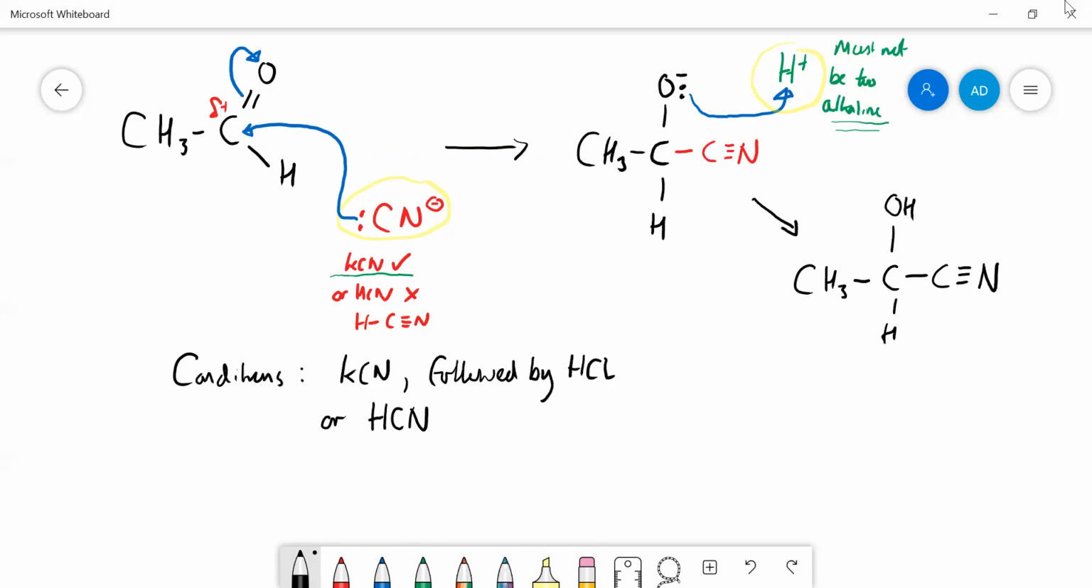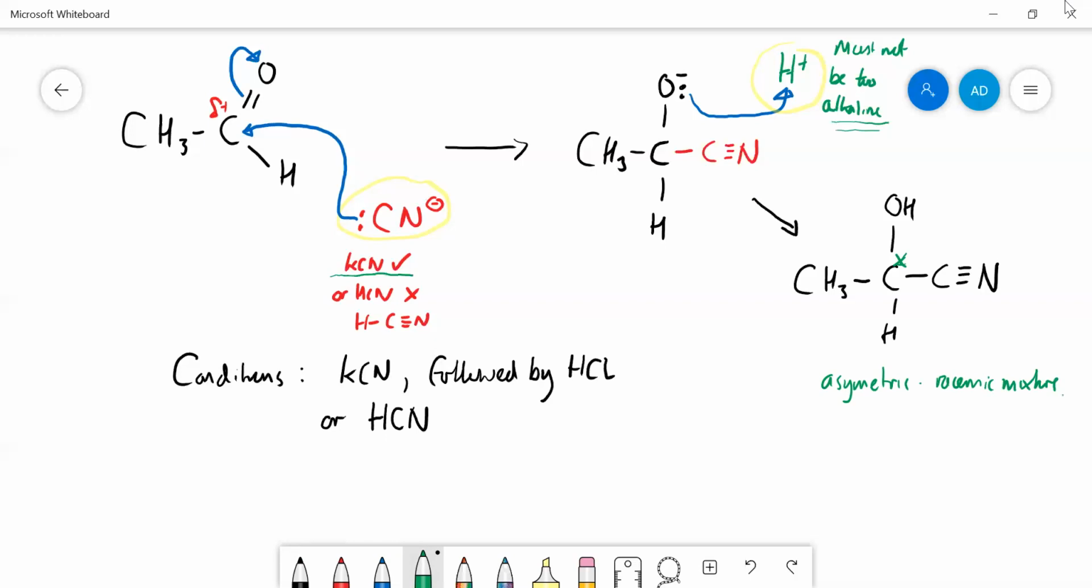Apart from this little confusing bit here, the conditions, the reaction mechanism is exactly the same as with the hydride. And of course, this carbon here is asymmetric, isn't it? And so you will get a racemic mixture, just like you did with the hydride.